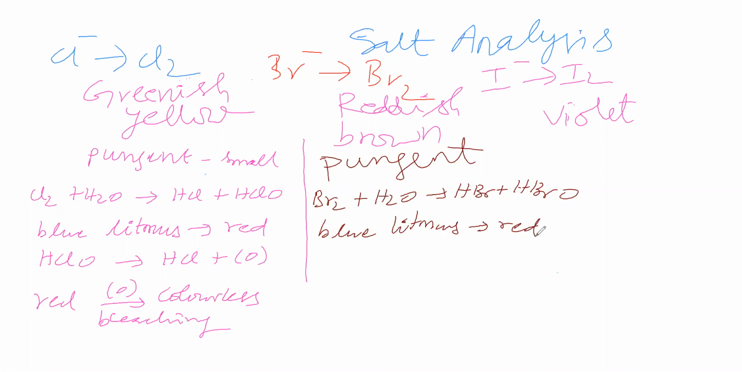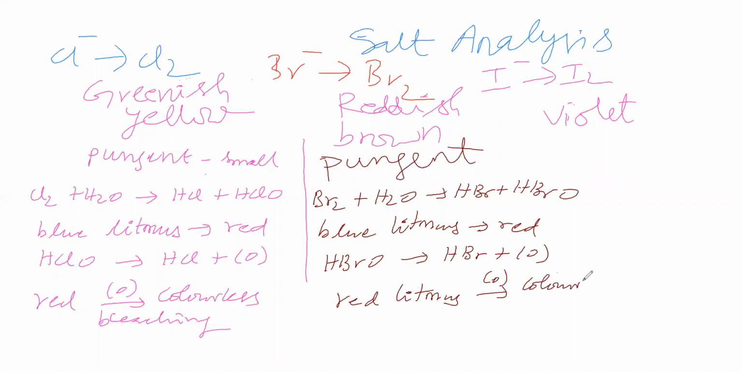Then HBrO is called hypobromous acid. HBrO on decomposition gives HBr and nascent oxygen. This nascent oxygen turns red litmus into colorless. This process is called bleaching.